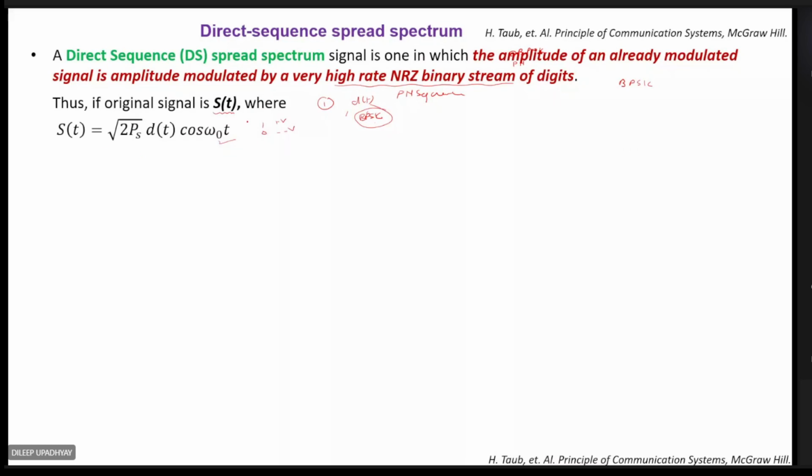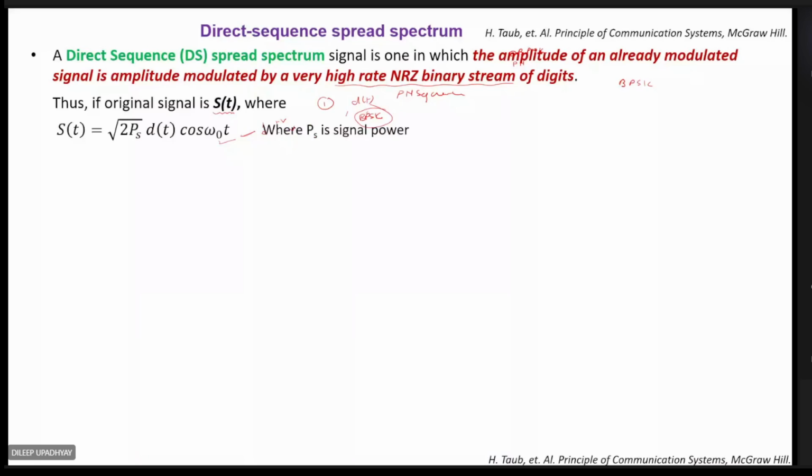Now, in direct sequence spread spectrum, what do we do? The already modulated signal, this one, is amplitude modulated. We are going to amplitude modulate this signal by a very high rate NRZ binary stream of data, which is nothing but the PN sequence. So how can we amplitude modulate this modulated signal? Just by multiplying the PN sequence here.